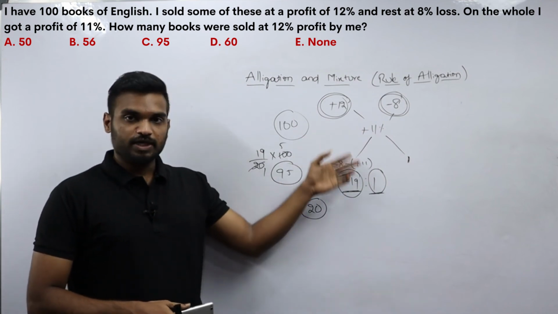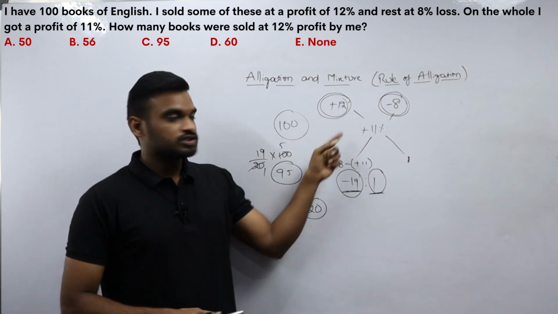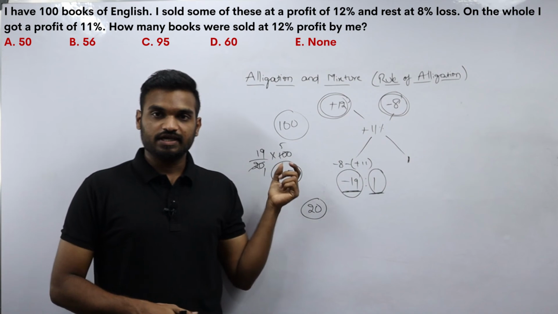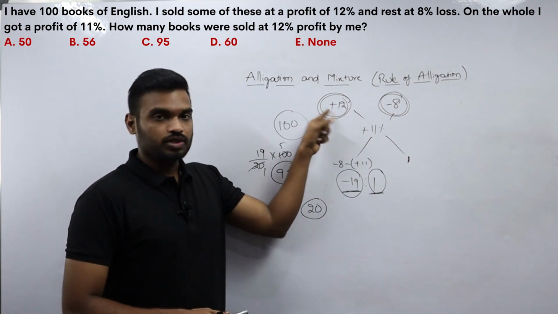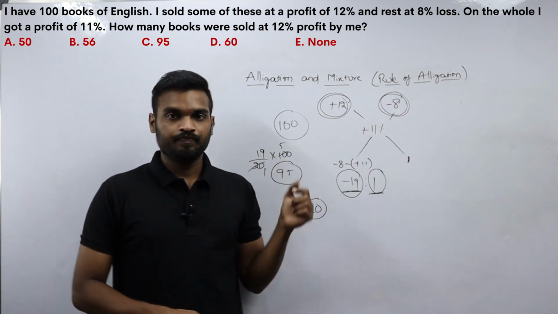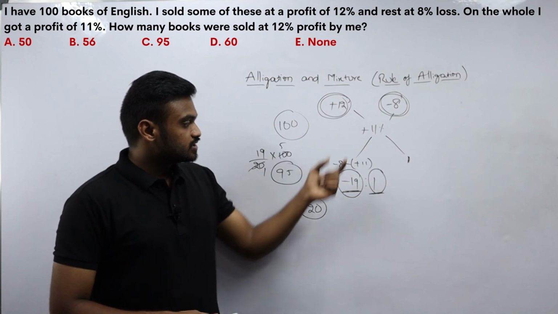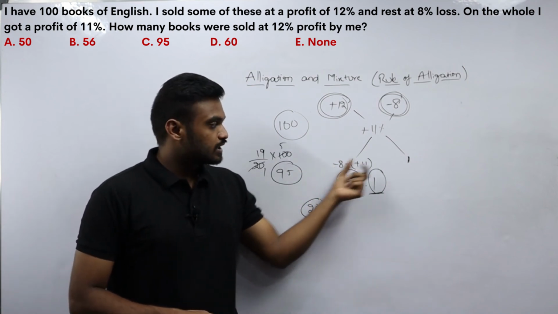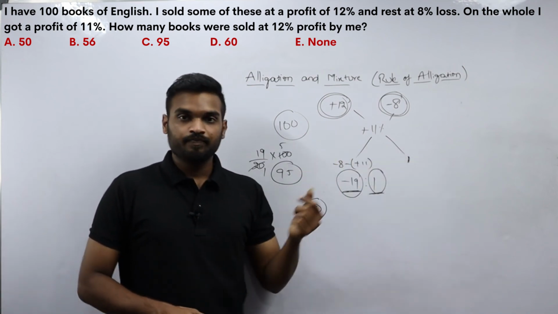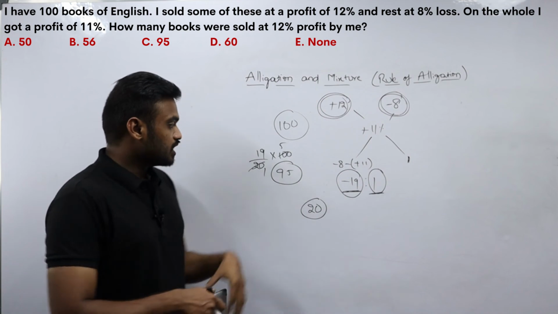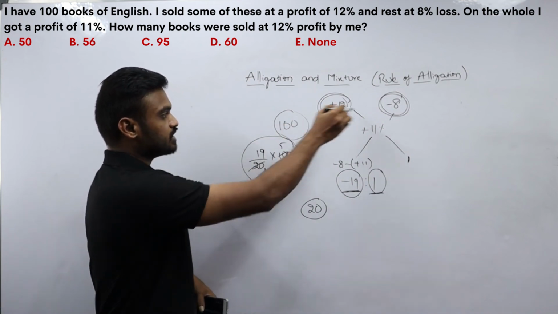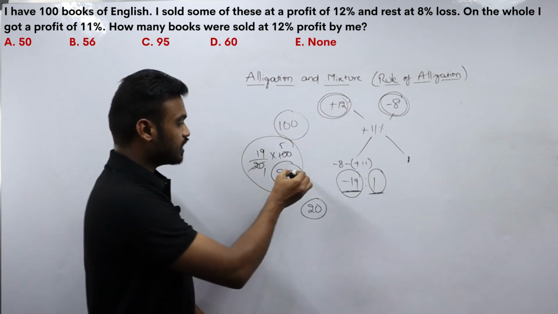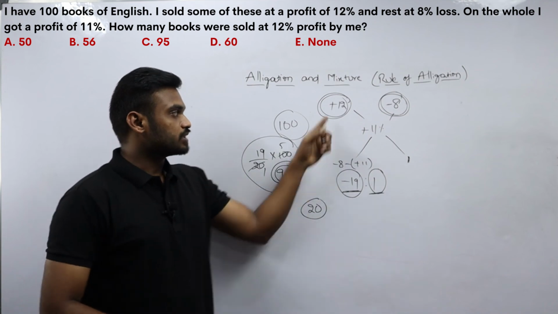I will explain you once again. Whenever you come across profit or loss in the rule of alligation, always give a positive sign to the profit and a negative sign to the loss. After this, first of all we need to find out the ratio of 12% and 8%, then we can find out the total number of books sold at 12% and 8%. So here 95 books are sold at 12% profit.